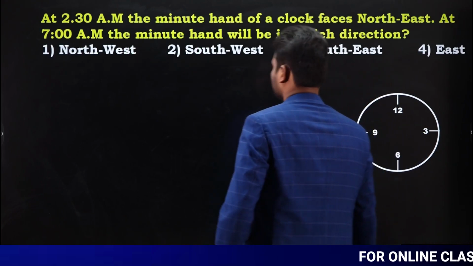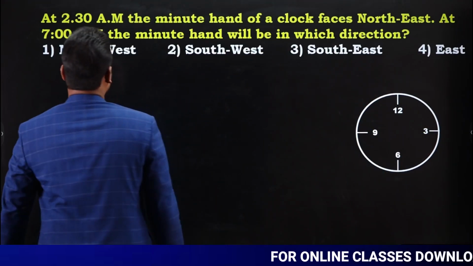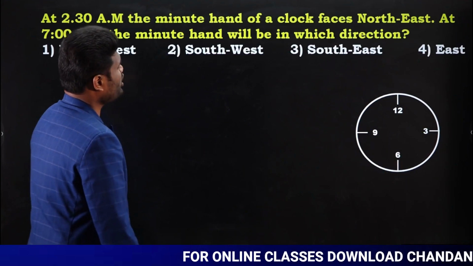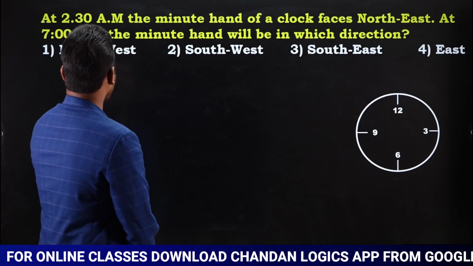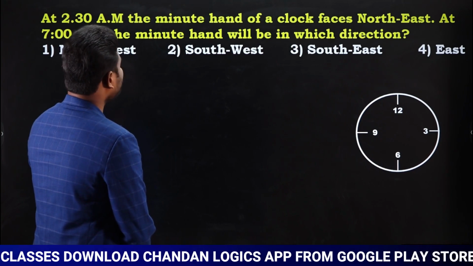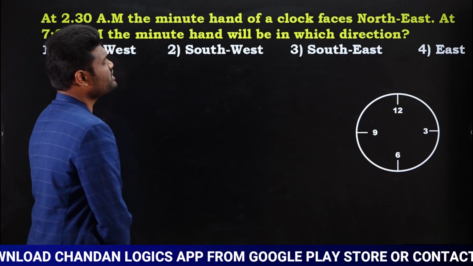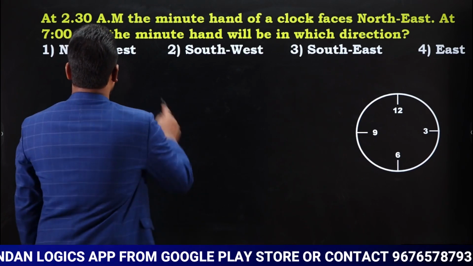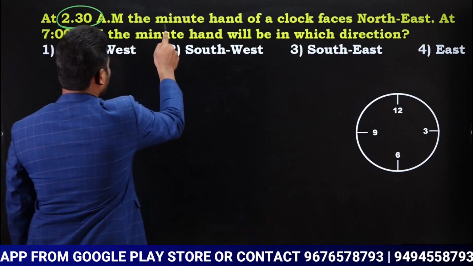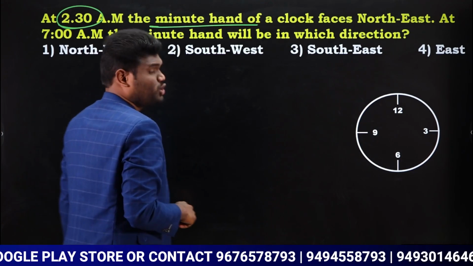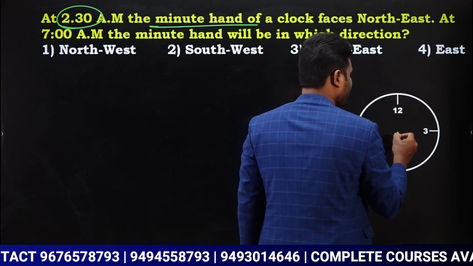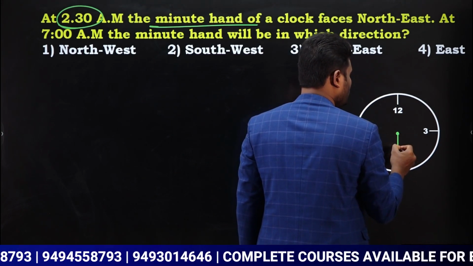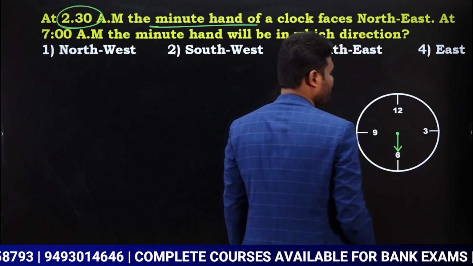Look at the next question. At 2:30 a.m., the minute hand of a clock faces northeast. At 7 a.m., the minute hand will be in which direction? That is our question. Okay. Look here. 2:30, the minute hand it is saying. 30 minutes means the minute hand should face towards 6. Yes or no? 2:30 means the minute hand should face towards 6.